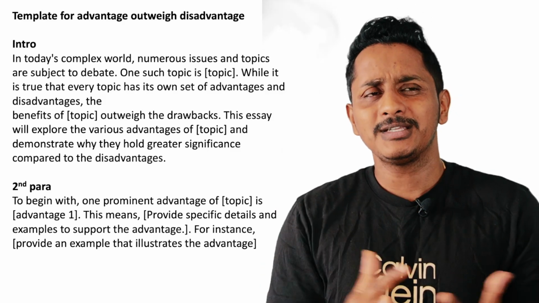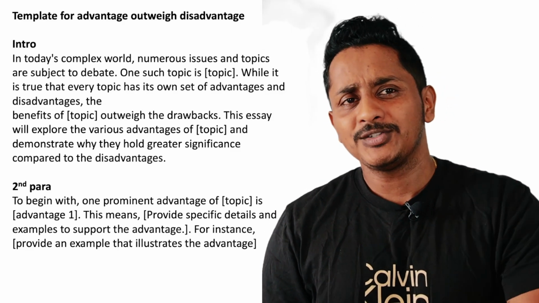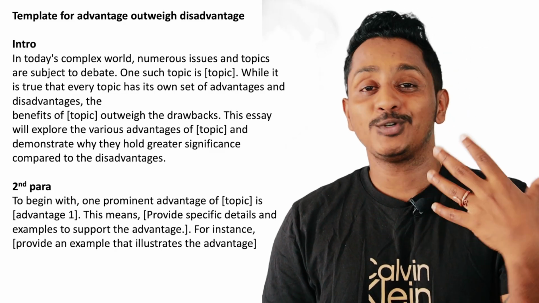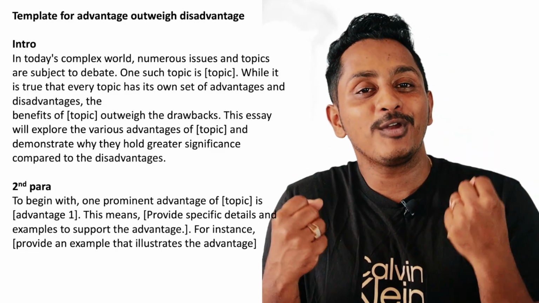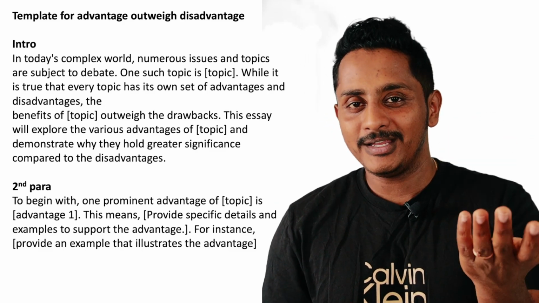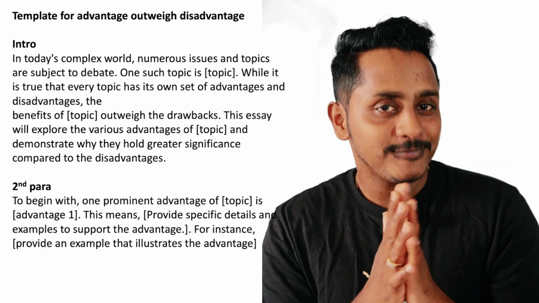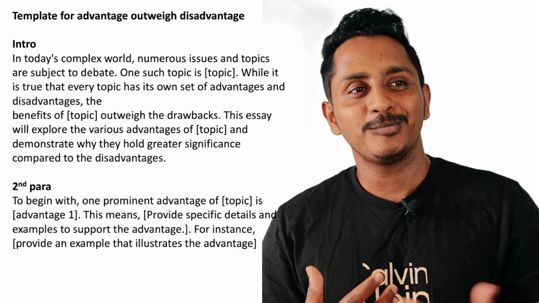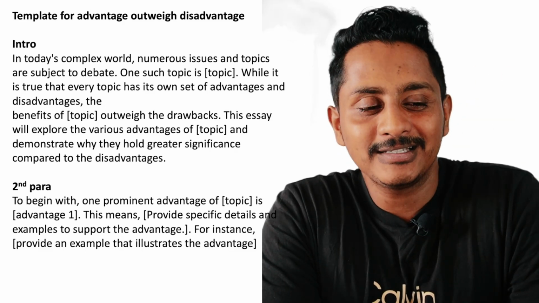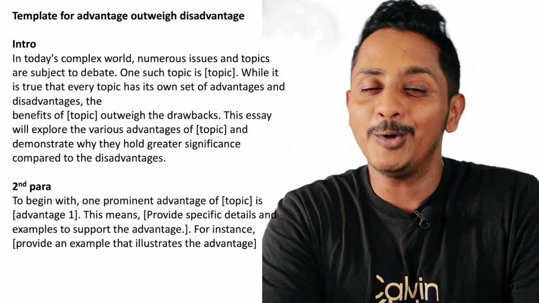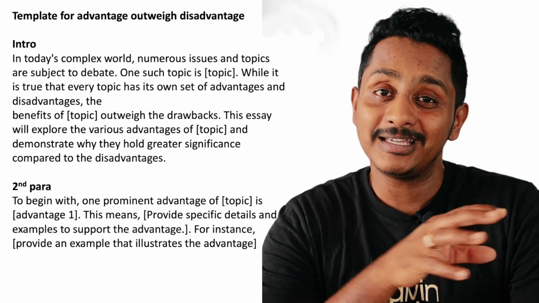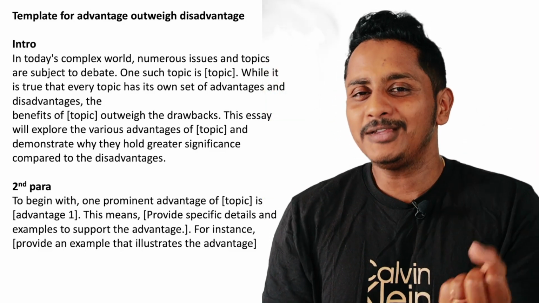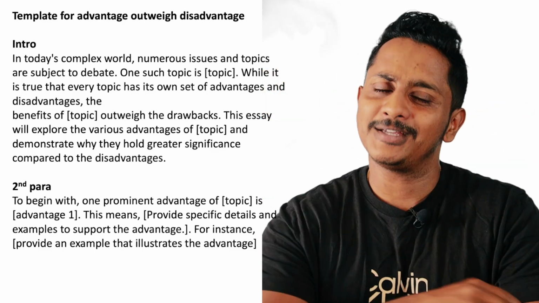This advantage outweigh disadvantage is a very common question type wherein it asks you to talk about which has the more effect. When you say advantage outweigh disadvantage, in the first paragraph you're gonna tell your viewpoint. In the second paragraph you're gonna talk about the effective advantages. Let's say in the viewpoint you said advantage outweigh disadvantage, meaning you're gonna say there are advantages, there are disadvantages, but the advantages are more effective than the disadvantages.